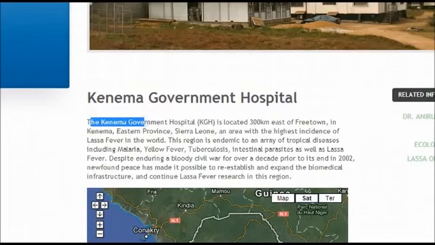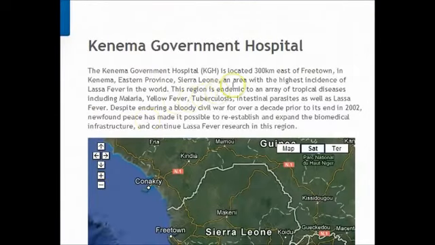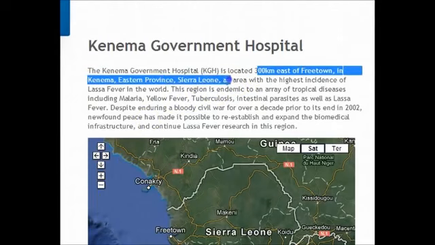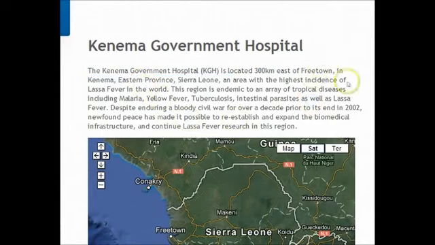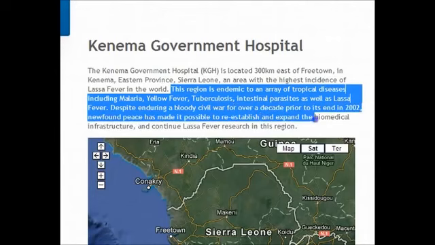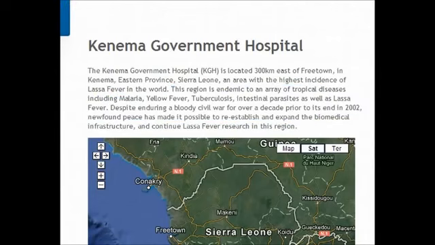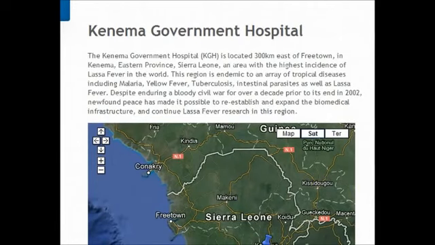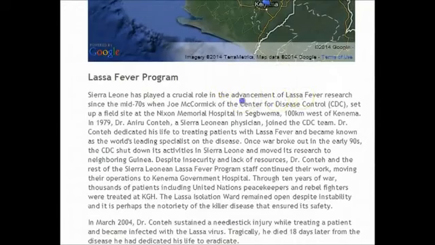The Kenema Government Hospital, or KGH, is located 300 kilometers east of Freetown in Kenema, Eastern Province, Sierra Leone, and had the highest incidence of Lassa fever in the world. This region is endemic to an array of tropical diseases, including malaria, yellow fever, TB, intestinal parasites, as well as Lassa fever, and now Ebola. In other words, they have a place that they're studying with the CDC. Here's your CDC, a bioweapons lab.